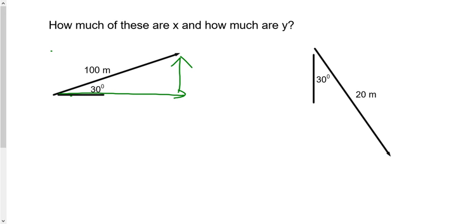Now, label this x and label this y. Does it make sense? X is x and y is y. Now what you've got to do is use some trigonometry to solve for x and y. Remember our trig functions, SOHCAHTOA. Sine is equal to opposite over hypotenuse. Cosine is adjacent over hypotenuse. Tan is opposite over adjacent.